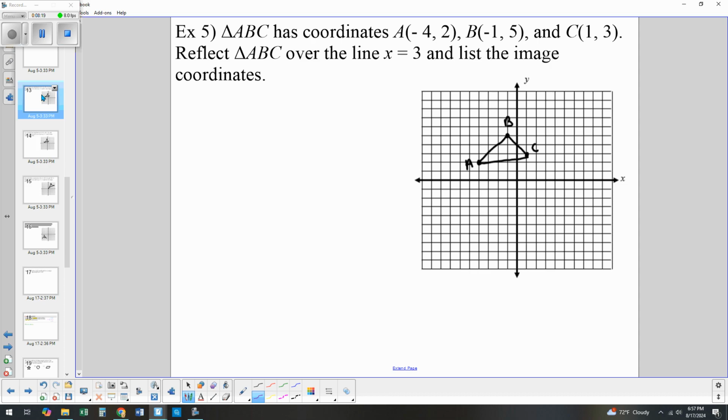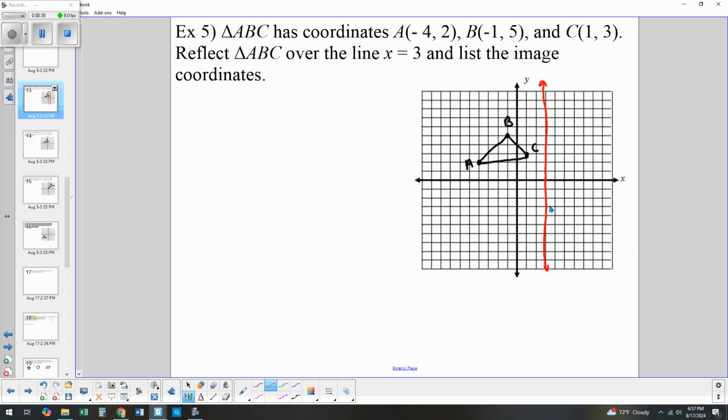For example 5, now we're going to reflect over a line that does not have a rule that we can use. So we do have to graph this line. And if you remember our lesson from chapter 3, we know that anything that's x equals is going to be a vertical line. So if I go over on my graph to where x is 3, I'm going to draw a vertical line there.